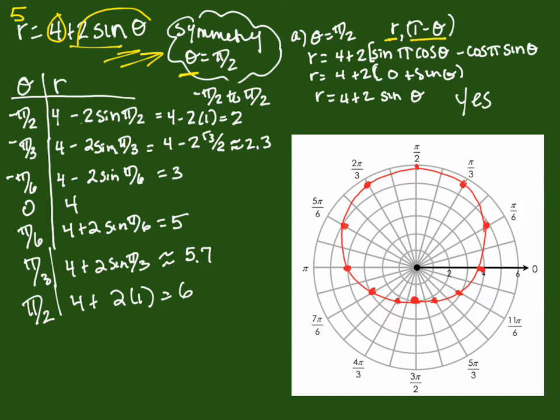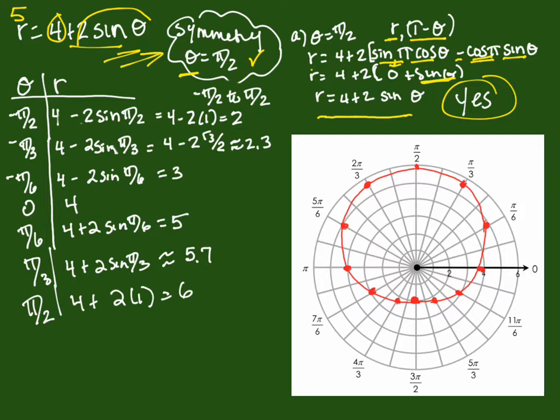So putting that in, I get 4 plus 2, and it's a sine, so sine pi cosine theta minus cosine pi sine theta. Sine pi is 0, and you would get a minus negative 1, so that would be a positive sine theta. So I end up with 4 plus 2 sine theta. So it is symmetric to theta equals pi over 2.